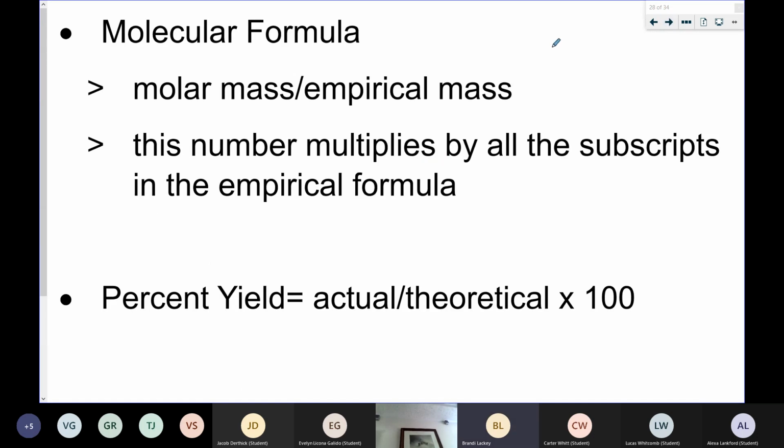Then we had the molecular formulas. So remember, molecular formulas are the actual formula. These don't have to be reduced. These can be whole number multiples of that empirical formula.